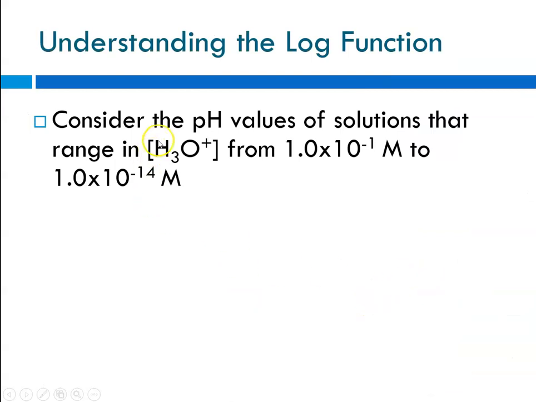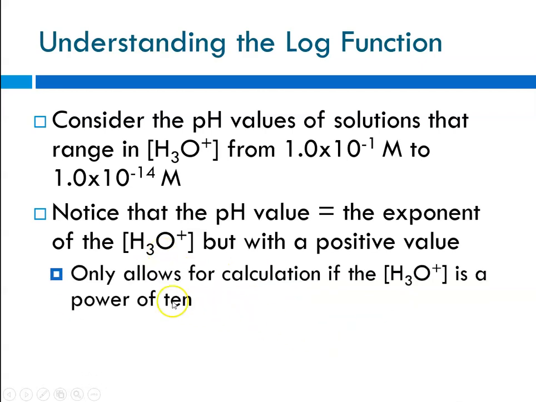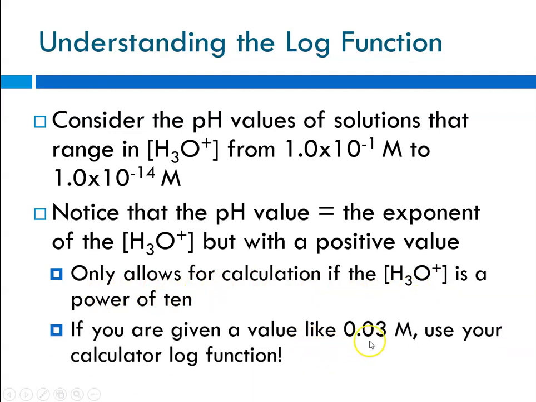So understanding the log function, consider the pH values of solutions that range in hydronium ion concentration from 1 times 10 to the minus 1 molar to 1 times 10 to the minus 14 molar. Notice that the pH value is the exponent of the concentration, but with a positive value. So again, this only allows for the calculation where it's a power of 10. If you're given a value like 0.03 molar, I suggest that you use your log function on your calculator. I have another tutorial that will walk through more of these calculations.